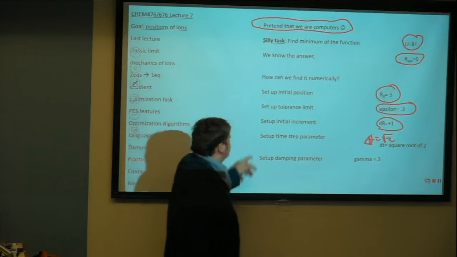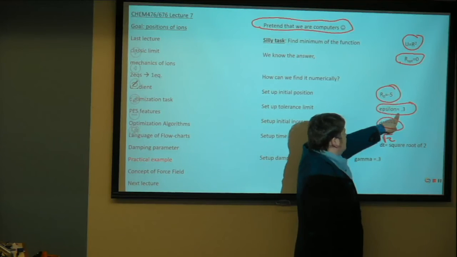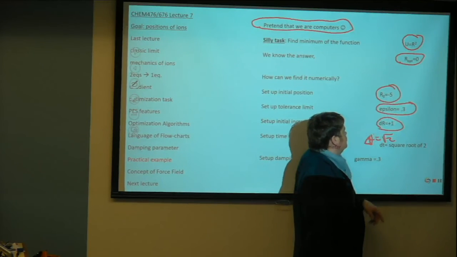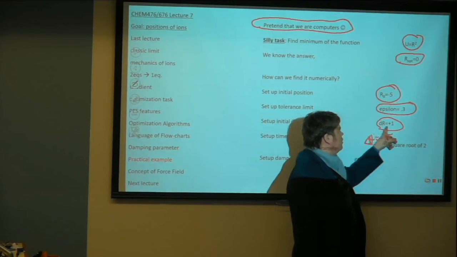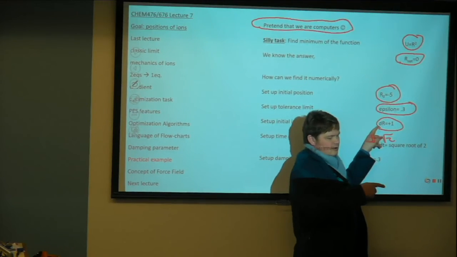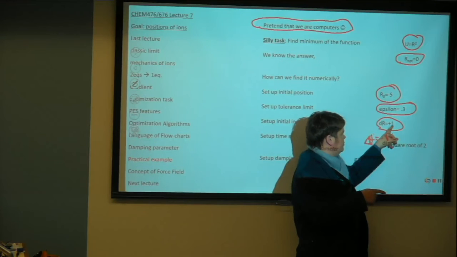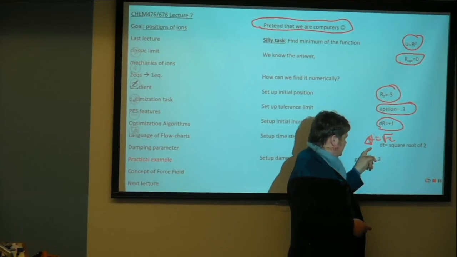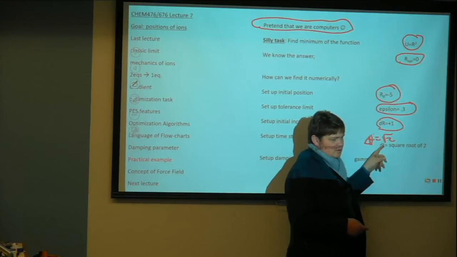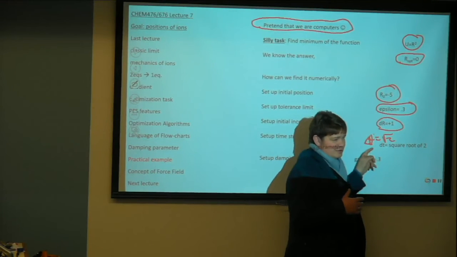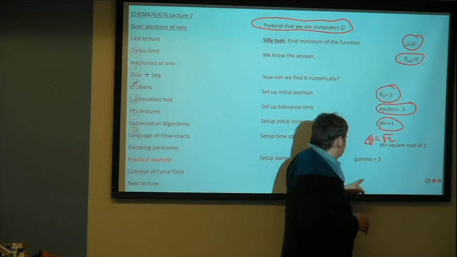So I suggest we start with initial position -5. We set this tolerance criterion 0.3, and to start somewhere, we make the first step by size +1, and any increment will be chosen as a square root of 2. But in your homework, you can try different parameters. I know that these parameters will simplify our task in the class.